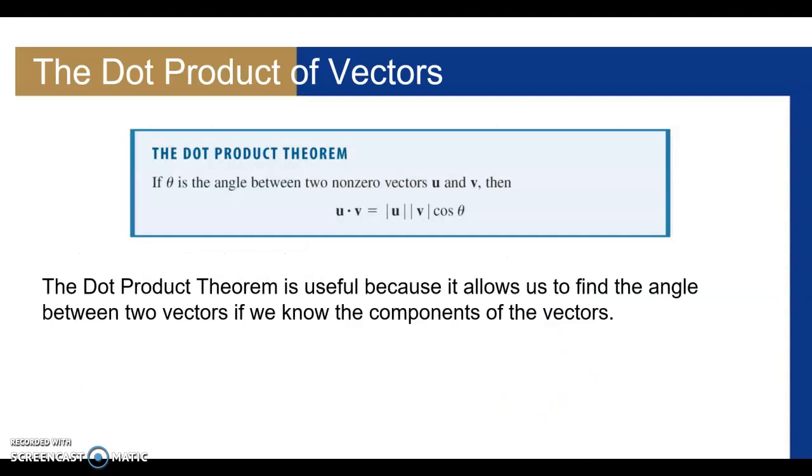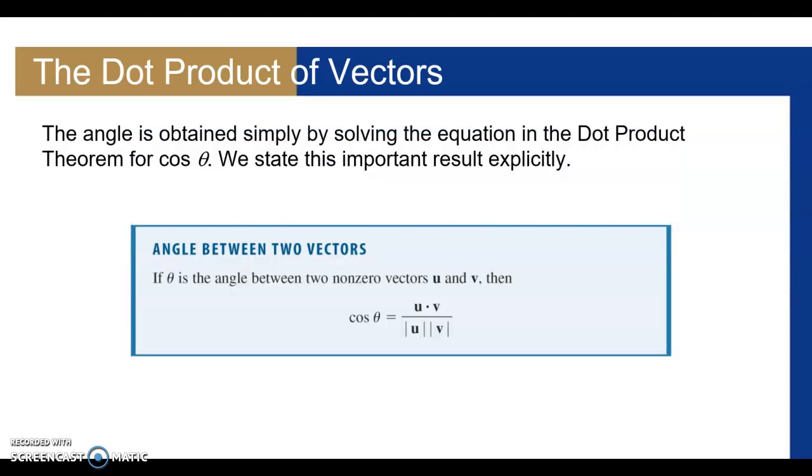What we use the dot product for is this thing called the dot product theorem. It says if theta is the angle between two non-zero vectors, u and v, then we have our dot product theorem, which is right here. The dot product of u and v is equal to the magnitude of u times the magnitude of v times cosine theta. This is useful because it allows us to find the angle between two vectors if we know the components of the vectors.